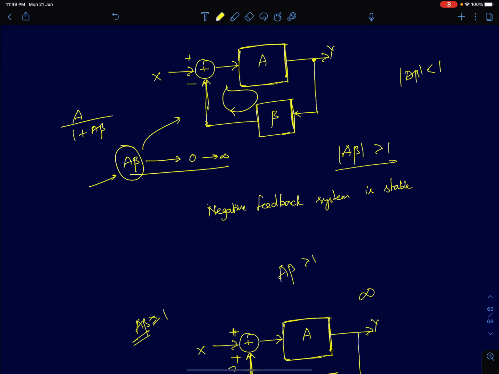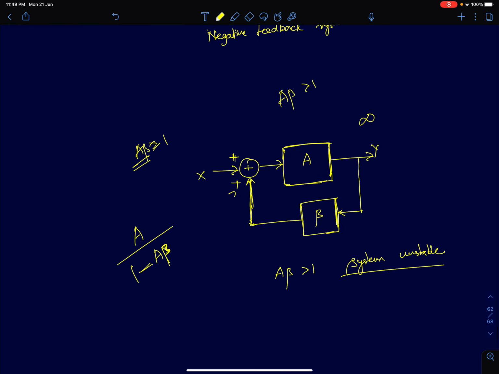I'm changing A beta from 0 to infinity, but I'm not changing its sign, so the feedback is still negative feedback. Even though I'm changing A beta, of course the overall closed loop gain will change, but the system is always stable. So this is an unconditionally stable system. There is no condition under which the system can become unstable. As long as it's a negatively fed-back system and A beta is greater than 0, it will give a bounded output. And of course, we are assuming beta or 1 by beta here is finite.